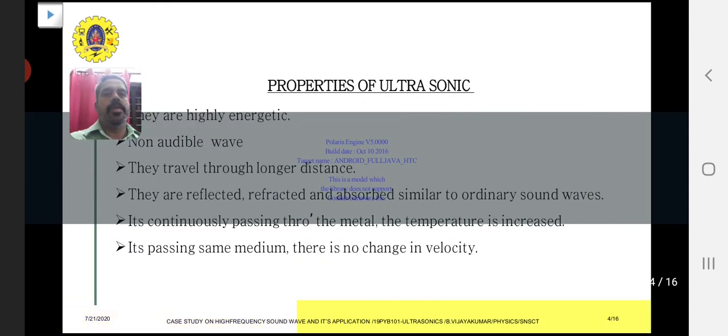Next is the property of ultrasonics: it is a high energetic wave, a non-audible wave. They travel through longer distances and are also reflected, refracted and absorbed, similar to normal sound waves. When continuously passing through a metal, the temperature of the metal will increase, but there is no change in velocity. When it travels in a liquid medium, it produces an acoustical grating.